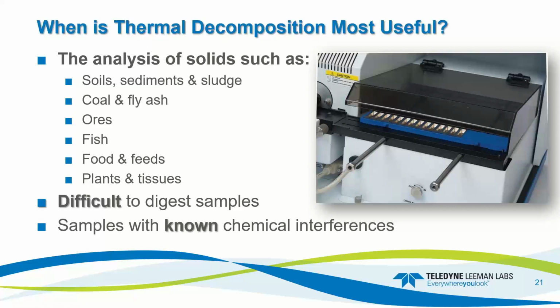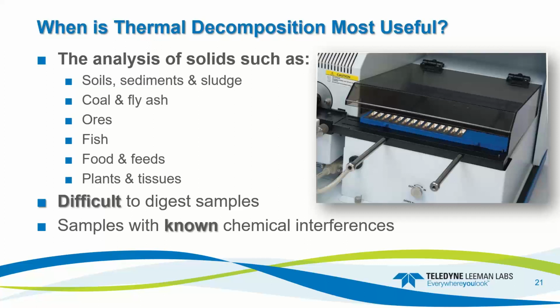So when is thermal decomposition most useful? For the analysis of solids, such as soil and sediment sludges, coal and fly ash, or fish, foods and feeds, plants and tissues, and other biologicals. It's also really useful for difficult to digest samples.